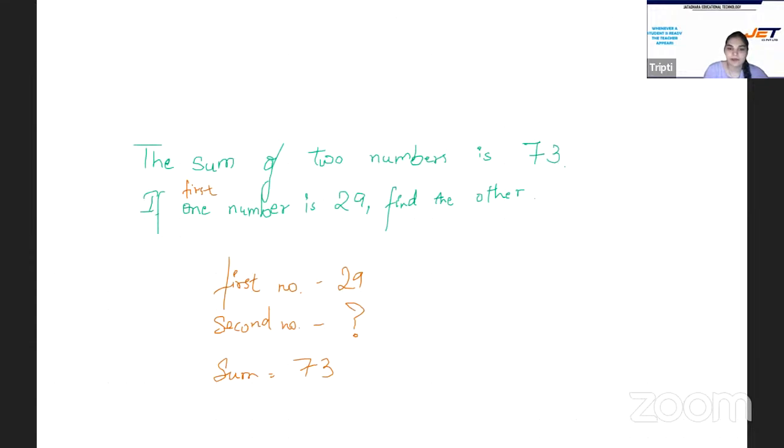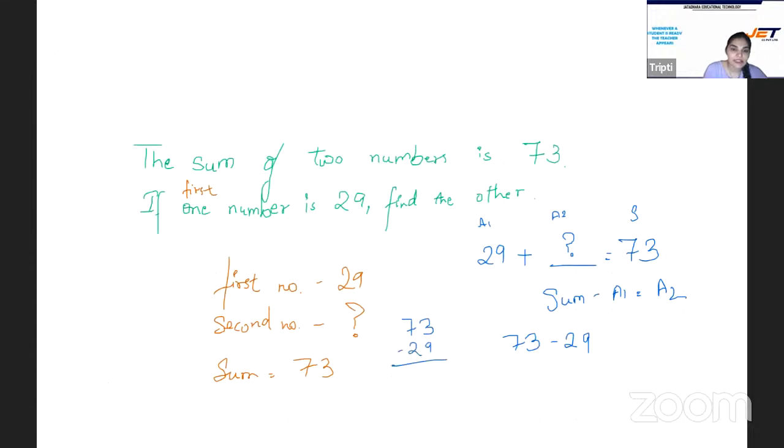Let's see. First number, 29, plus second number, it's unknown. The sum is 73. To find out this number, actually, this is the addend. This is addend 1. I'm writing A1, addend 2, I'm writing A2, and this is the sum. To find any of the addends that is missing, from the sum, you have to take away the given addend. Then you will get addend 2. So basically, it's 73 minus 29. So let's do 73 minus 29.